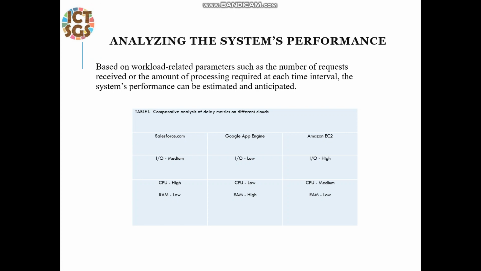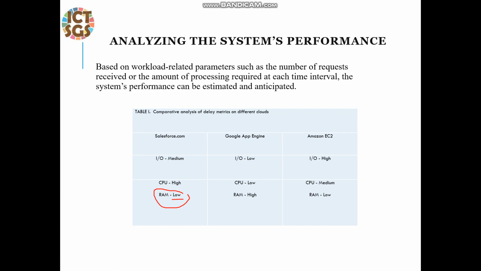We could do some comparative analysis with respect to delay metrics on different clouds: Salesforce.com, Google App Engine, and Amazon EC2, with respect to platform as a service, software as a service, and infrastructure as a service. For Salesforce.com, the CPU requirement was medium, meaning they were able to take a medium, acceptable delay. For CPU the delay was higher, meaning response time is low, and for RAM the delay was less, meaning the response time is quick. That means RAM intensive applications can be run quickly in Salesforce.com.